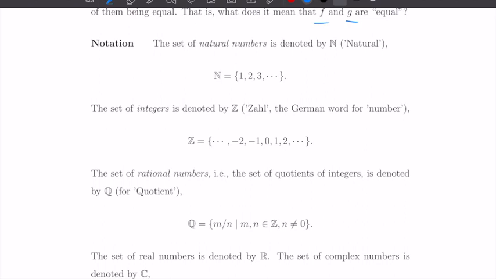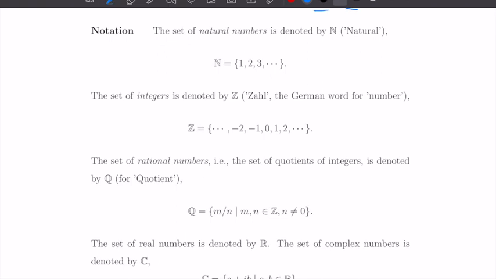Okay. Now here's some notations. These notations are used very often in later chapters. So let's define this. The set of all natural numbers is denoted by this symbol, N. And I think you know what natural numbers are. It's 1, 2, 3, 4, 5, 6, and so on. And this N, of course, stands for natural.